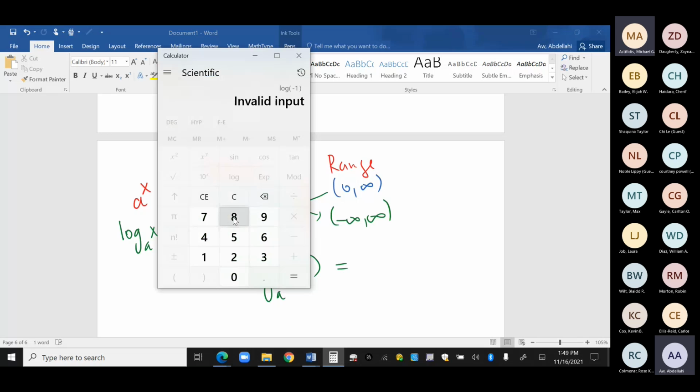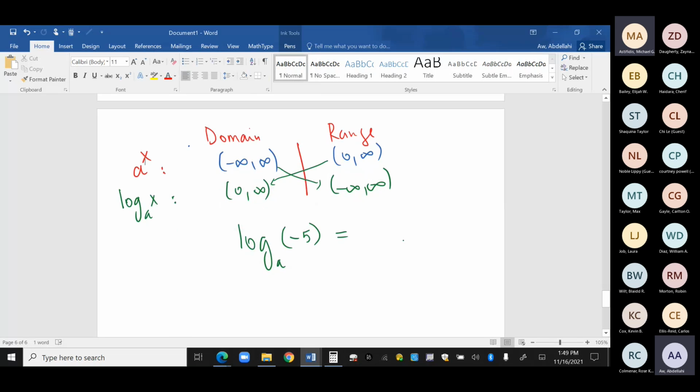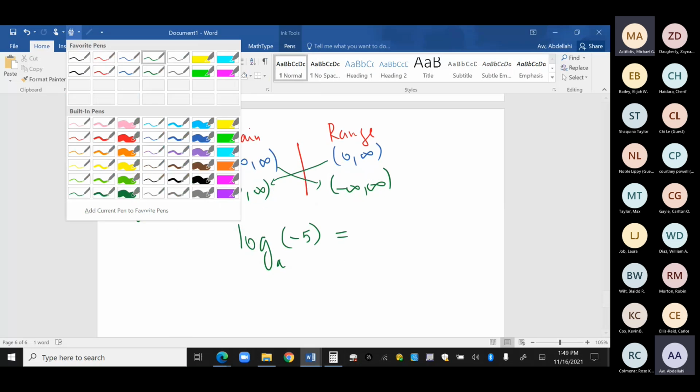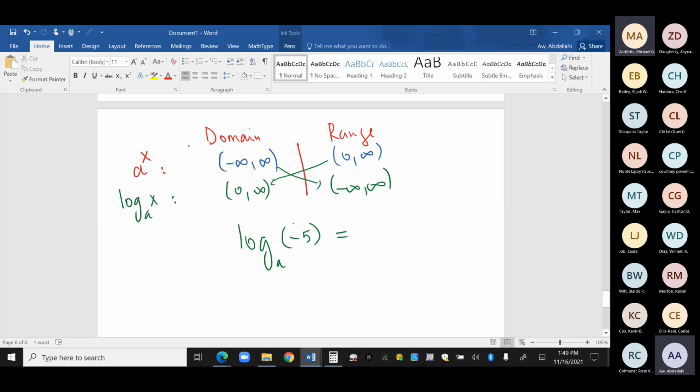Let's even try to plug in 0. Log of 0, you see, invalid input. You cannot put negative numbers inside a log. You cannot even put 0 inside a log. This does not exist. And log base a of 0 also does not exist, right? These are undefined.